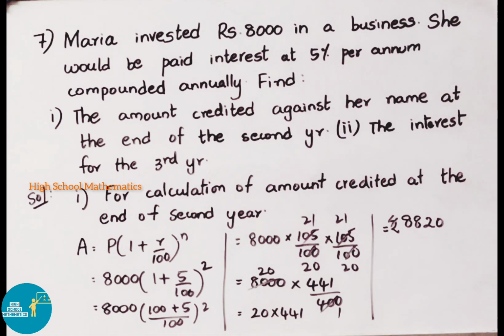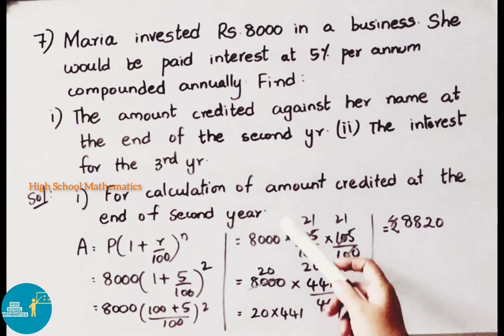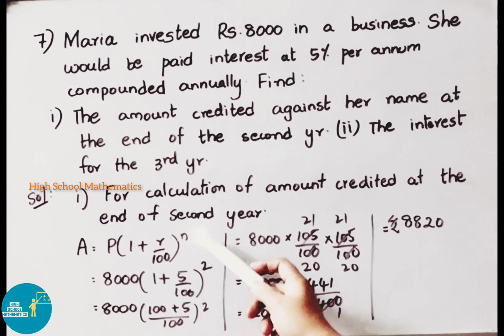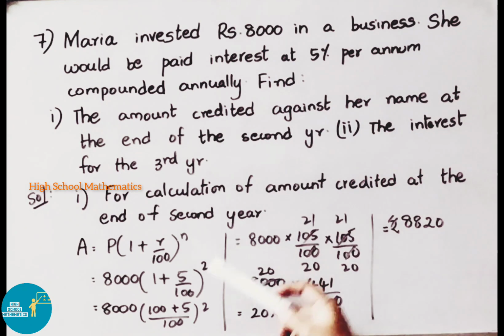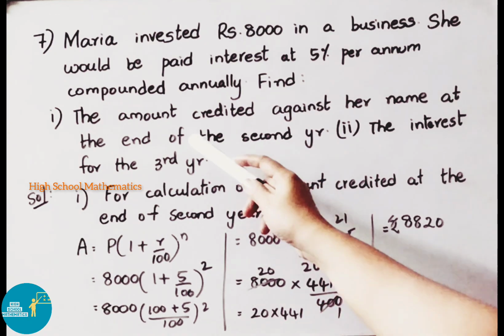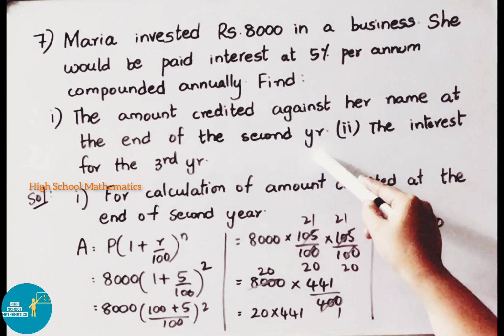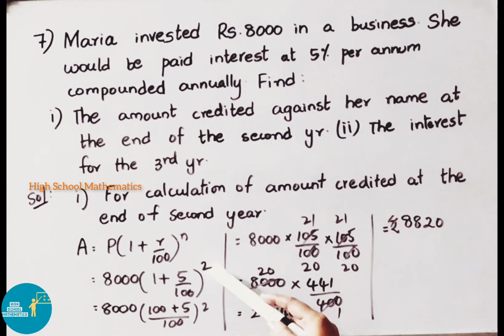Now let us see the solution for calculation of amount credited at the end of second year. Amount equals P into (1 + R/100) whole power n. Principal amount they have given as 8,000 rupees into 1 plus rate of interest 5%, so 5 by 100 whole power. Here n value we have taken as 2. Why? Because they have said the amount credited against her name at the end of the second year. They mentioned 2 years, so n value we have taken as 2.